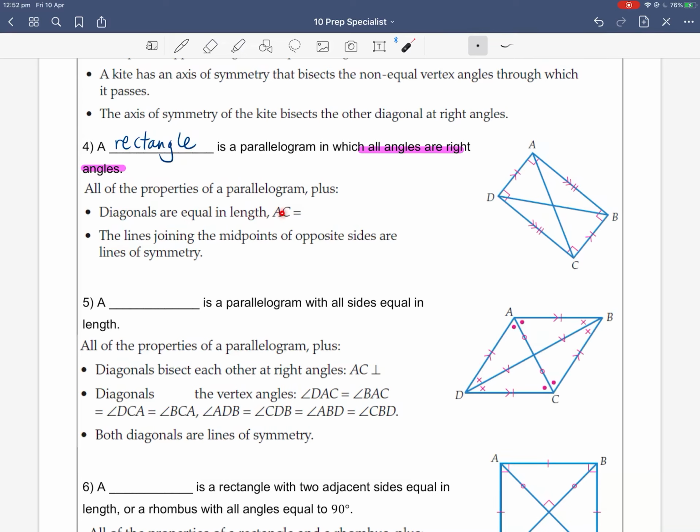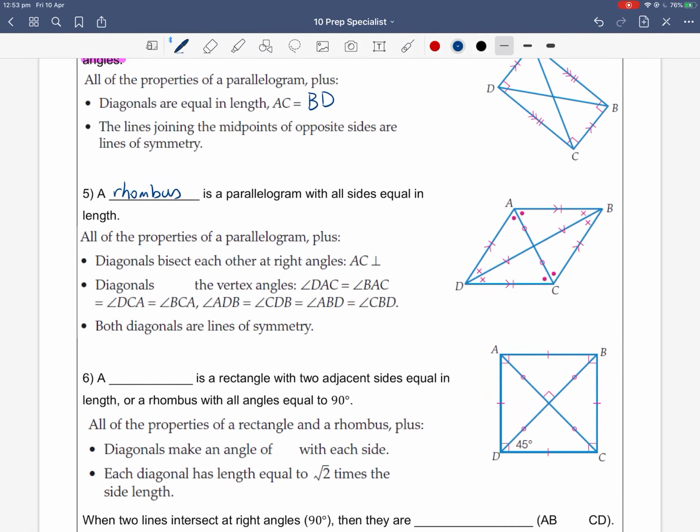Also, the diagonals are equal in length, so AC is the same as BD. And the lines joining the midpoints of the opposite sides are lines of symmetry. So essentially, as you've done in primary school, if you fold a rectangle in half, you get the same shape.